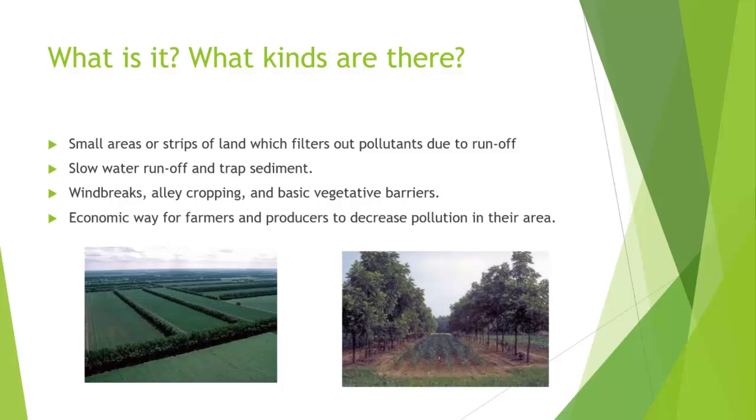You'll notice the picture I have on the left at the bottom is an example of a windbreak. It just prevents sediment being picked up and carried by wind using those larger hedgerows there. Then alley cropping is the picture on the right. It's used especially in orchard farming techniques. They'll place small vegetative plants in between the alleys to prevent runoff as well. So it's a very economic way for farmers and producers to decrease pollution in their area.